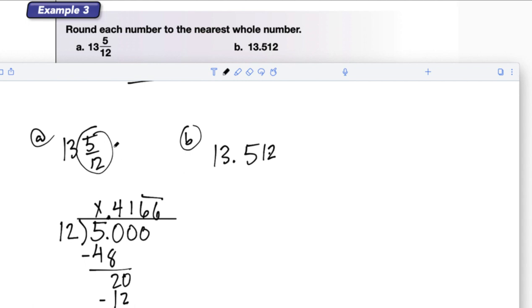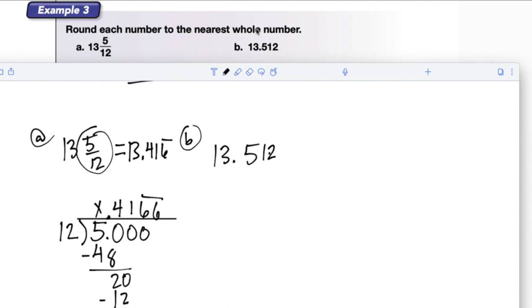So this number, 13 and 5/12, can be written as 13 point, check it out, 416 repeating. And this 13 and 5/12 can be written like this. This is not the same thing, okay? So these are not equal. That's what I want to say. All right, great. So we didn't do what they asked us to do.